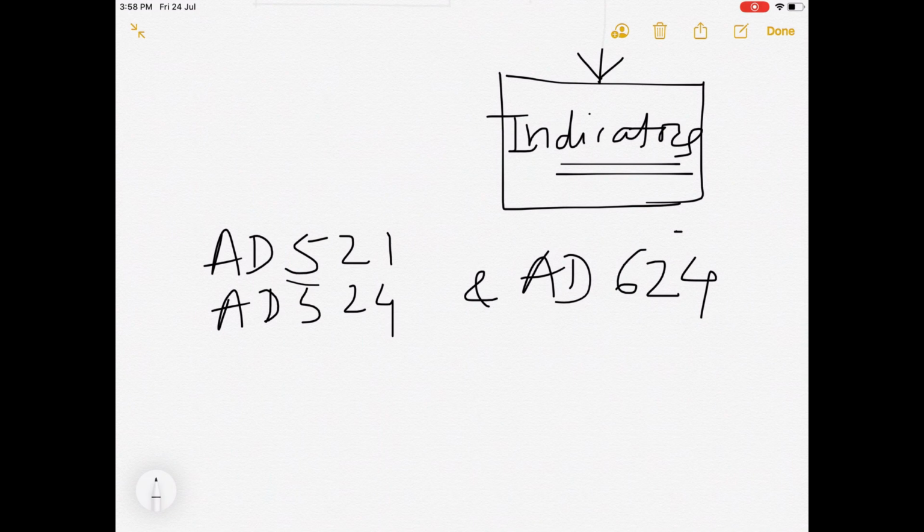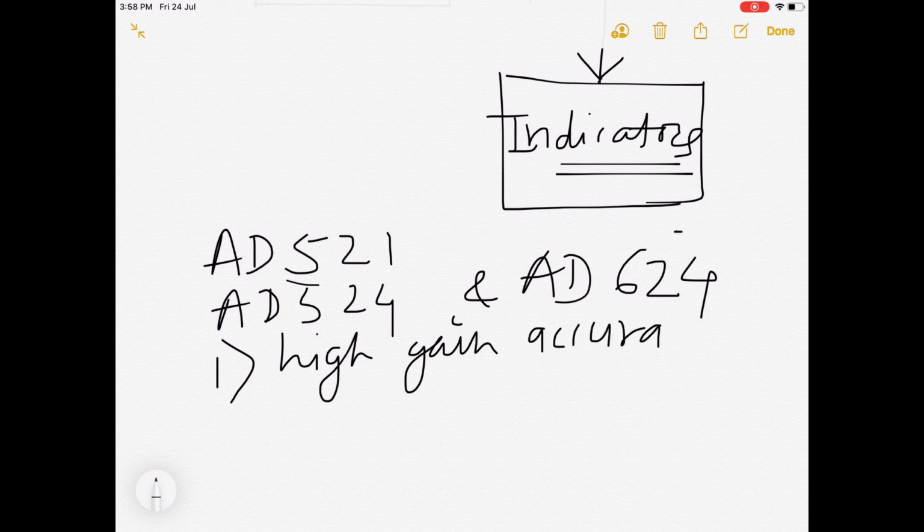Then, we are using an instrumentation amplifier, right. So, what are the requirements of this amplifier circuit? The requirements for instrumentation amplifiers are more rigid than those of general purpose amplifiers. For example, the first requirement is high gain accuracy, meaning the circuit should have high gain accuracy.